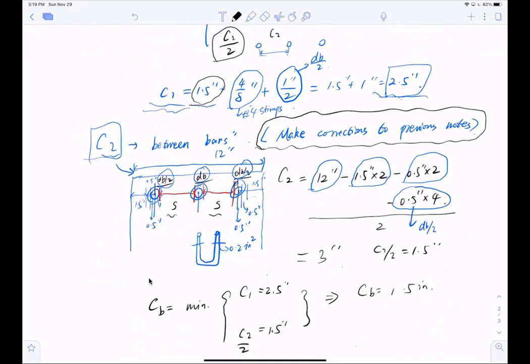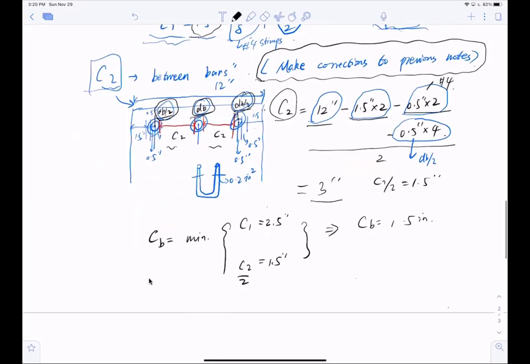To calculate the spacing between bars, this is C2. I have the width 12 inch minus the 2 clear covers, which is 1.5 multiplied by 2, then minus the 2 stirrups, and then minus half of dB from this bar, half of dB from this bar, and dB from the central bar. So half dB multiplied by 4 divided by 2. This is the spacing between bars, and I got 3 inches. But coming back to the equation, CB equals the minimum of C1, half C2.